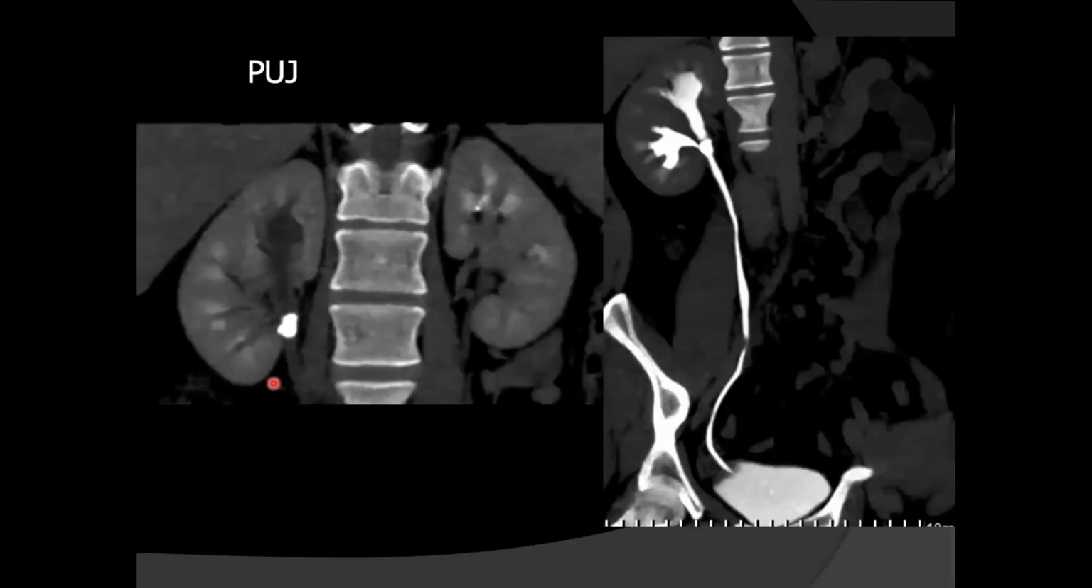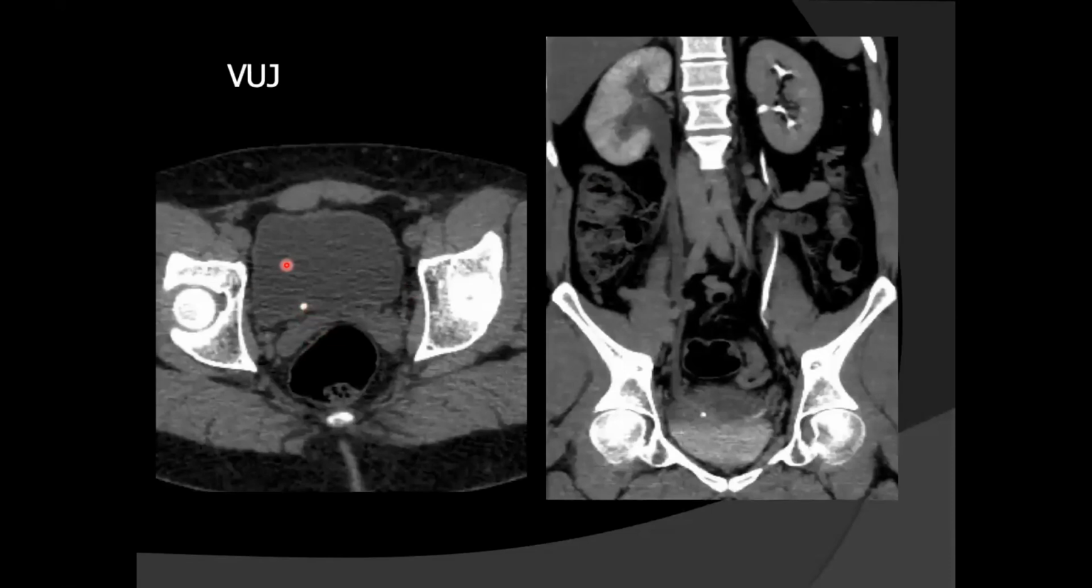A calculus in the pelvic junction with some amount of urothelial thickening that you can see in the pelvis and the calyces. So you know there are some secondary obstructive changes going on in here. Again, another calculus at the vesico-ureteric junction. So as I can demonstrate, in the entire urinary tract, for visualization of calculi as well as for visualization of its effects, CT urography is the modality of choice.